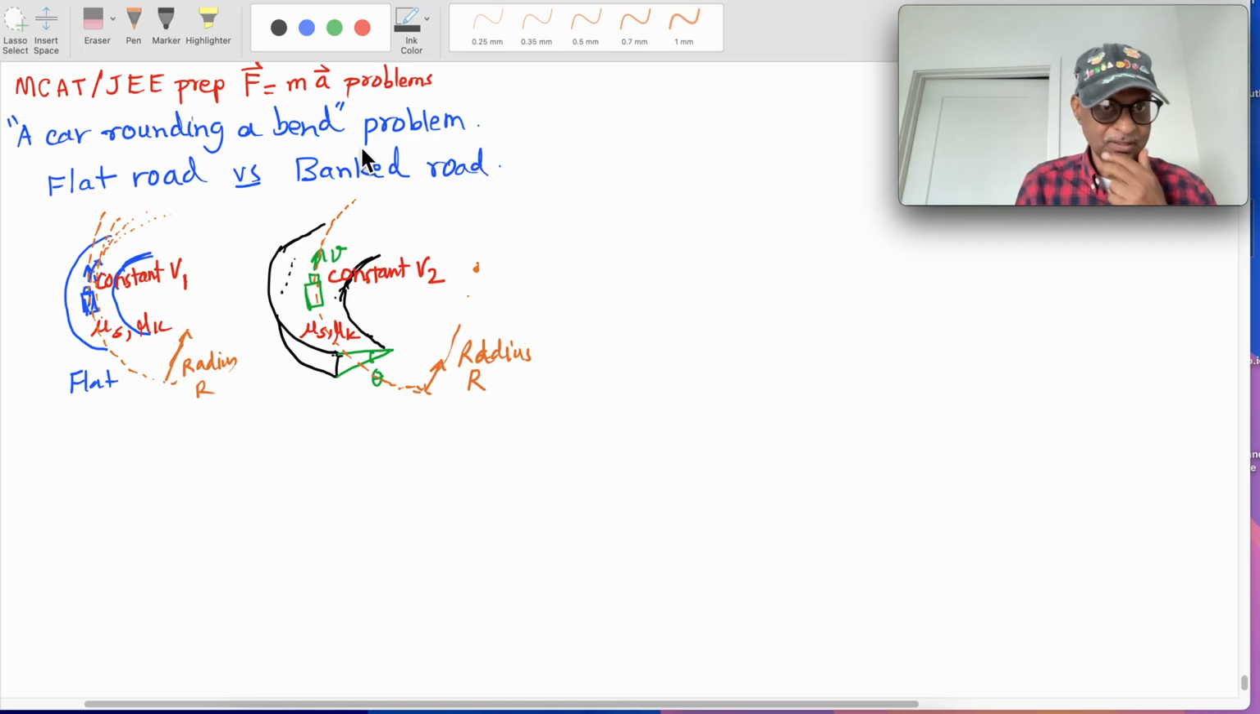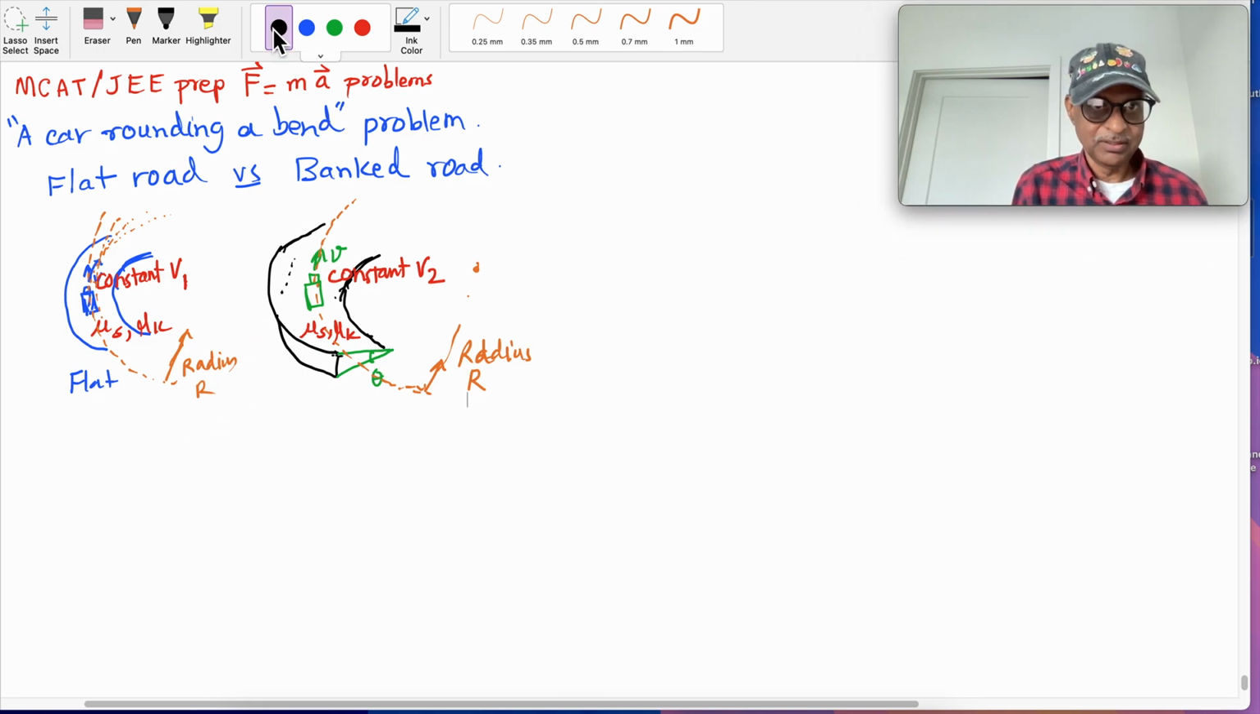So this is another standard problem. A car is rounding a bend in a road, and it can be a flat road or a banked road. A banked road is where one edge is higher than the other edge and the angle is theta. So this case is the same as the flat case with theta equal to 0. So we just solve this.